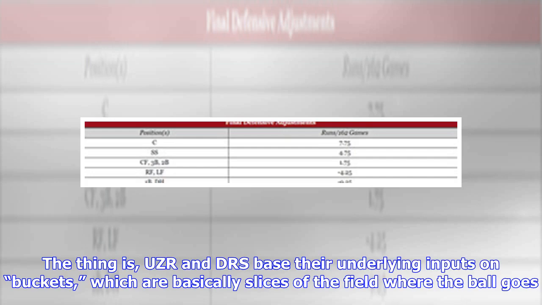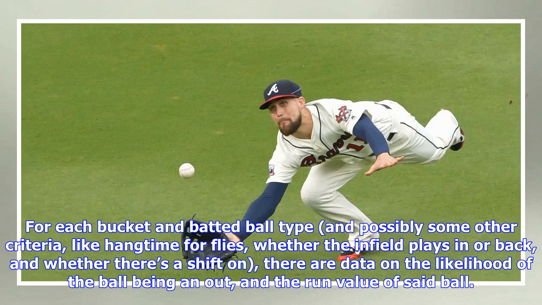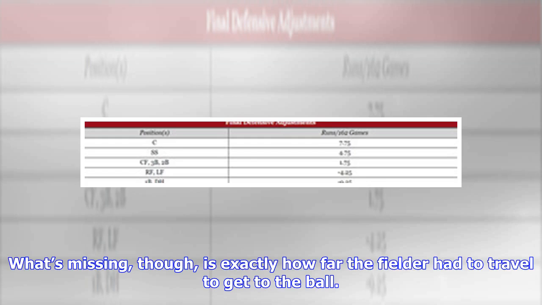The thing is, UZR and DRS base their underlying inputs on buckets, which are basically slices of the field where the ball goes. For each bucket and batted ball type, and possibly some other criteria, like hang time for flies, whether the infield play is in or back, and whether there is a shift on, there are data on the likelihood of the ball being an out, and the run value of said ball. What's missing, though, is exactly how far the fielder had to travel to get to the ball.